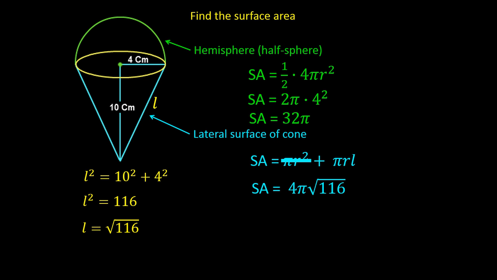So let's make our substitutions. The surface area of just that lateral surface of the cone is pi rl. So pi times the radius is 4. That's 4 pi times L, which is the square root of 116. So the surface area of just the outside of the cone is 4 pi times the square root of 116. So what's the total surface area? Well, we add those two things together. 32 pi plus 4 pi times the square root of 116 square centimeters. And we've got the total surface area of this figure.